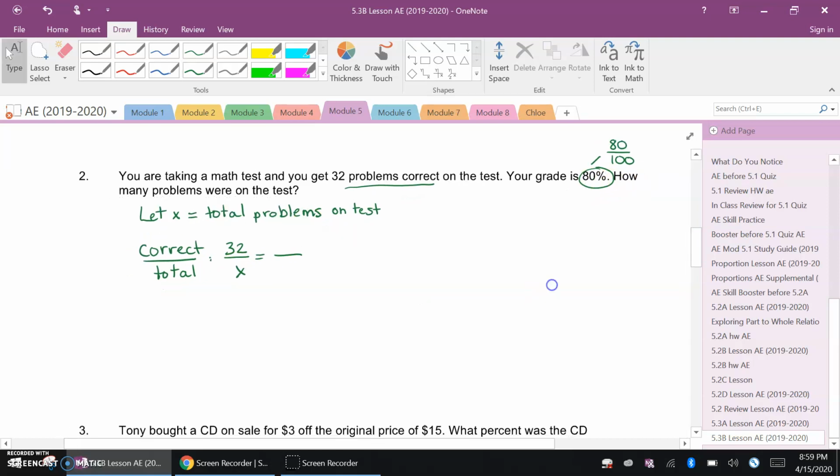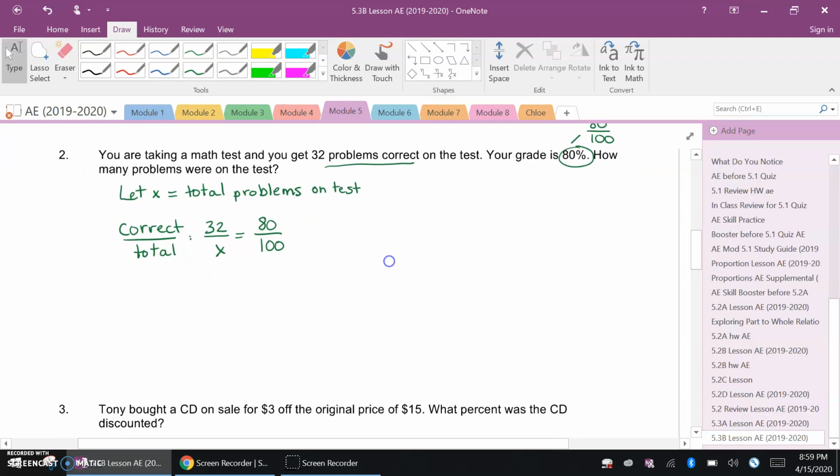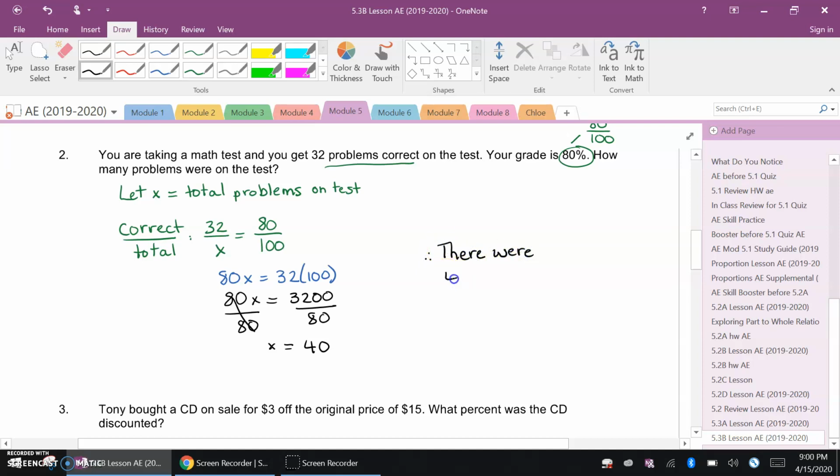It's what we're looking for, so the X goes on the bottom. And then as the reminder cue, we have the 80 over 100, so we could just put immediately 80 over 100. And then we can go ahead and start to cross multiply. So we've got 80 times X, and then 32 times 100. So 32 times 100 is 3,200. And if we divide by 80, we are going to get 40. So that means that there are 40 problems on the math test. Don't worry, I'm never going to give you a test that has 40 questions on it.